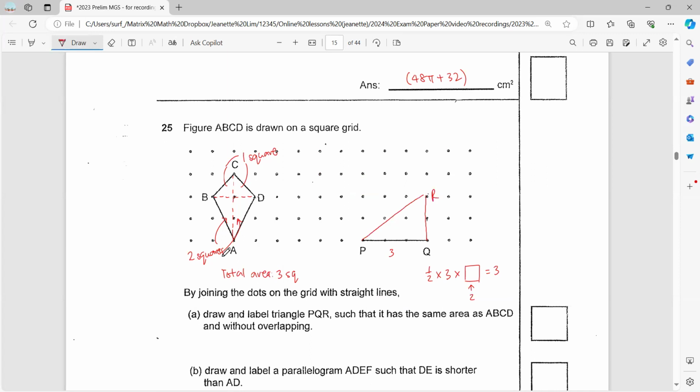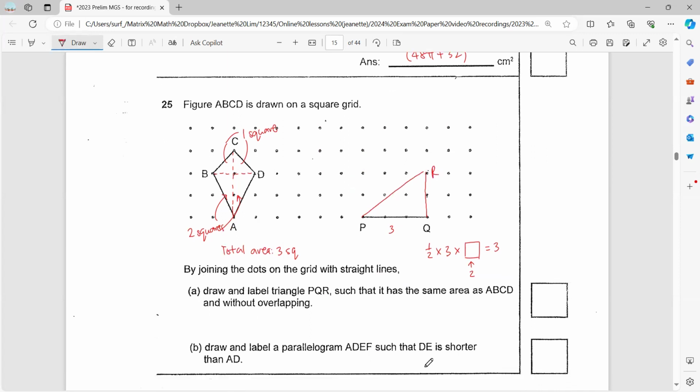Okay, next, draw and label a parallelogram ADEF such that DE is shorter than AD. Now, because they said AD, right? AD. So you need to use these 2 points. Not draw a separate one, but you have to use these 2 points. So these 2 points are one side of the parallelogram. Okay, ADEF. E is next to D. So DE must be shorter than AD. Okay, so just don't make it longer than AD.